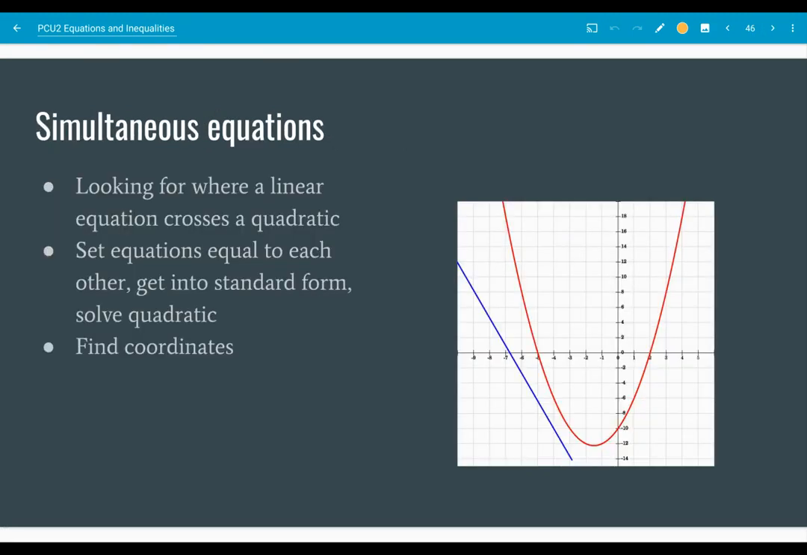Now that we have the quadratic formula, we can work on solving equations with quadratics. So what we can look at is where a linear crosses a quadratic. Just like any systems of equations, you want to set them equal to each other in such a way that you only have one variable, and then solve. So for example, you might solve for x. Then you need to plug those x values back into an original equation to get y.